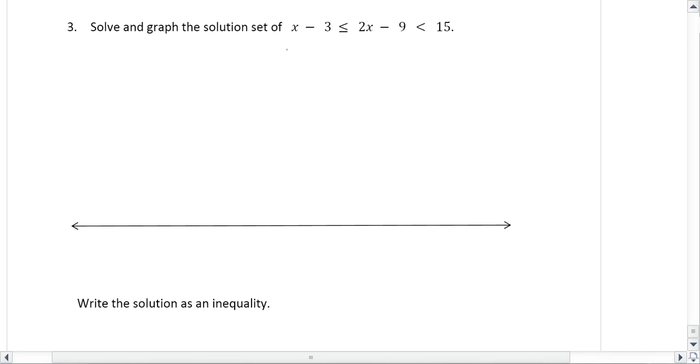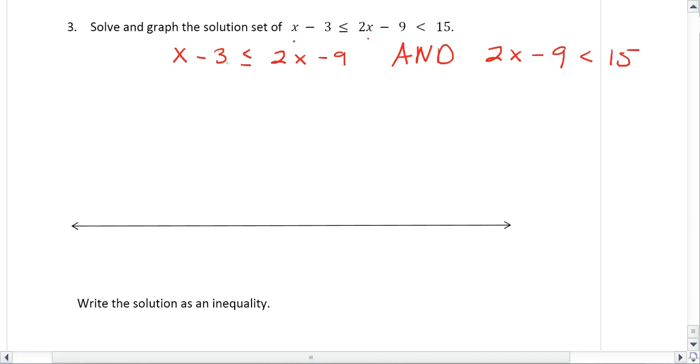But in example 2, we kept the 3 parts together because the steps were the same. We subtracted a 5 from everything and divided everything by 3. However, example 3 is different because we have these 2 x's here. We can't keep this all together. So we're going to split it up into 2 parts and connect them with the word and, and solve them separately. So here's what that looks like.